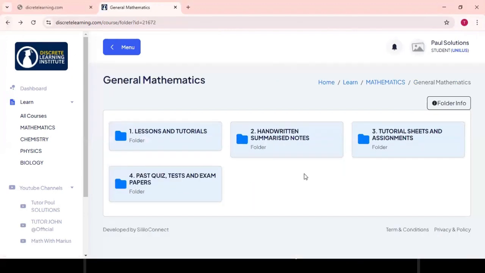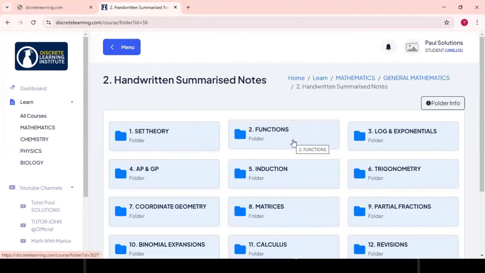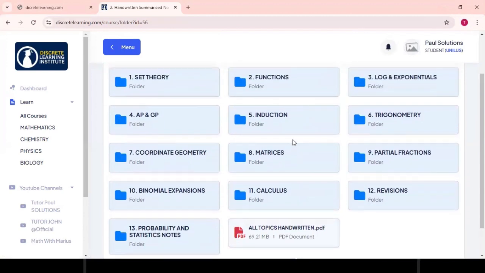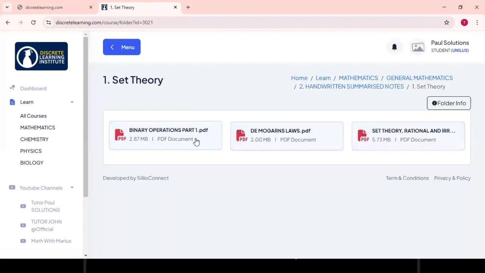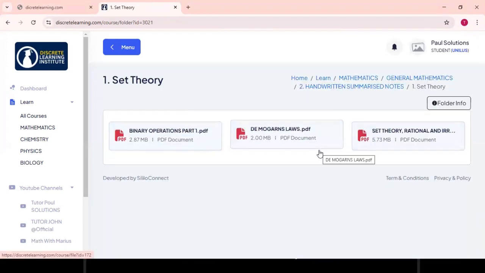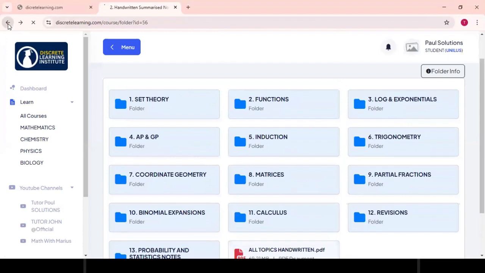After that, you can check out the handwritten notes. Most of these handwritten notes have a password. The password is PB4511. So you can open the ones for set, you find them, and you study them just like that. These are very good notes. They are very simplified, so make sure you use them. All right, so those are the handwritten notes.